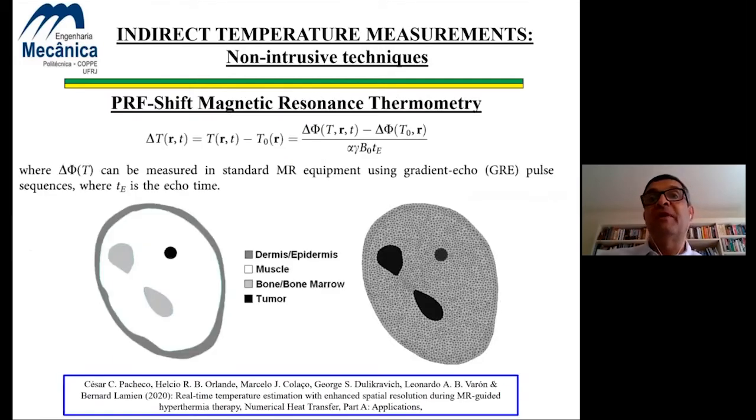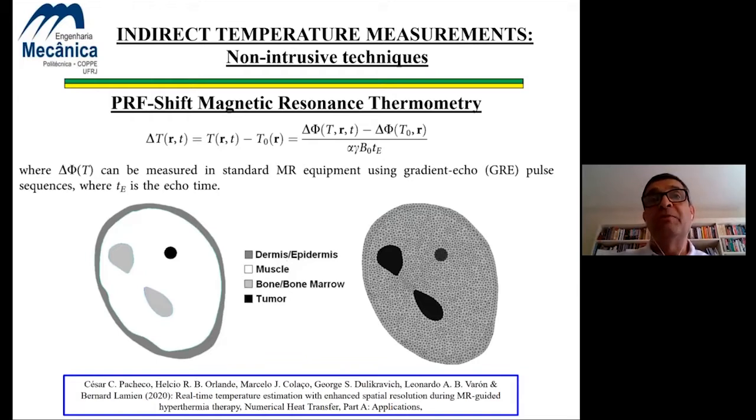These previous examples of indirect temperature measurements by the solution of a state estimation problem involve the measurements of an intrusive sensor. I would like to present now two cases involving only non-intrusive measurements, which are provided by other physics. The first example deals with magnetic resonance thermometry, because it has been shown that the local temperature variation is related to the variation of what is called a phase shift, this delta phi, by this very simple equation that is presented in this slide.